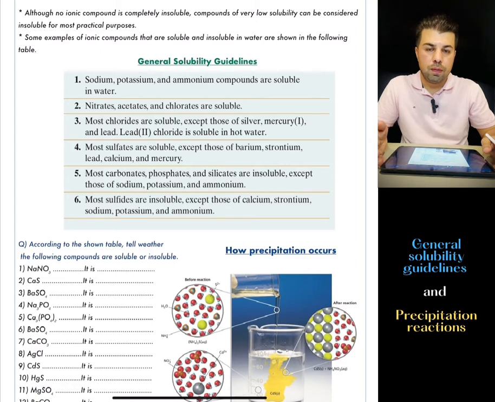Rule number 2 is for the anions, okay, or negatively charged particles. All compounds of nitrates, acetates and chlorates are soluble.